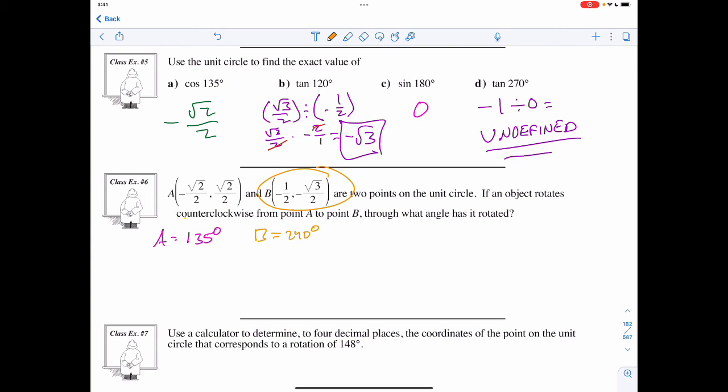If it's rotating counterclockwise, then it's rotating from A to B, which means that it's a positive value. So I'm going to take the bigger value, 240. I'm going to subtract from that the smaller value, 135. And I'm going to calculate that the rotation was 105 degrees.